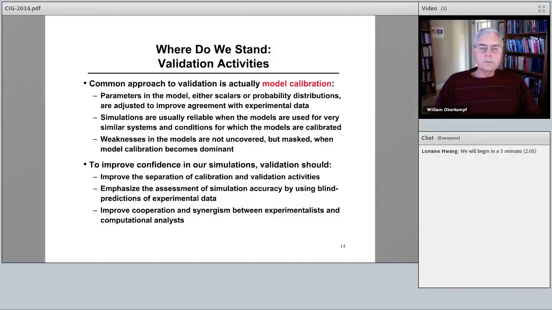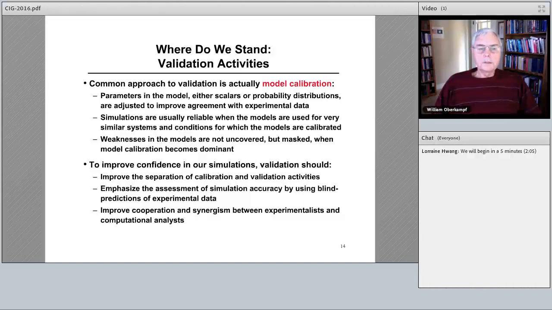To improve confidence in our simulations, validation should improve the separation of calibration and validation. This is easier said than done, but you should realize the two different activities as they contrast with one another. Emphasize the assessment of simulation accuracy by using blind predictions of experimental data. When you make a blind prediction, it's a relatively rare situation, but when you are making predictions for an event that has never been seen before, or data which you've never seen before, no one knows the data set except the experimentalist. That is a very useful activity, and that really shows the essence of predictive capability.